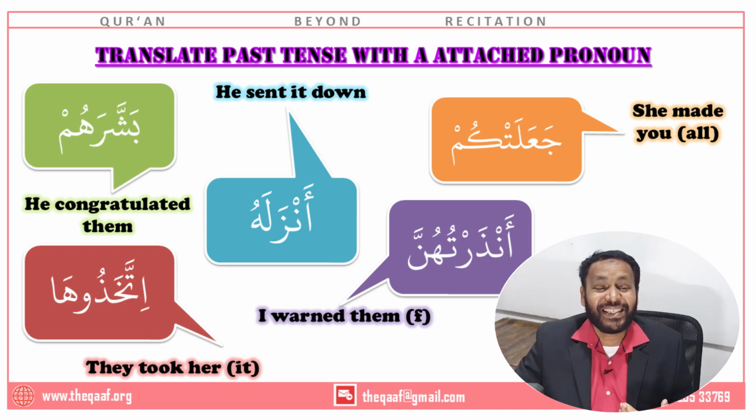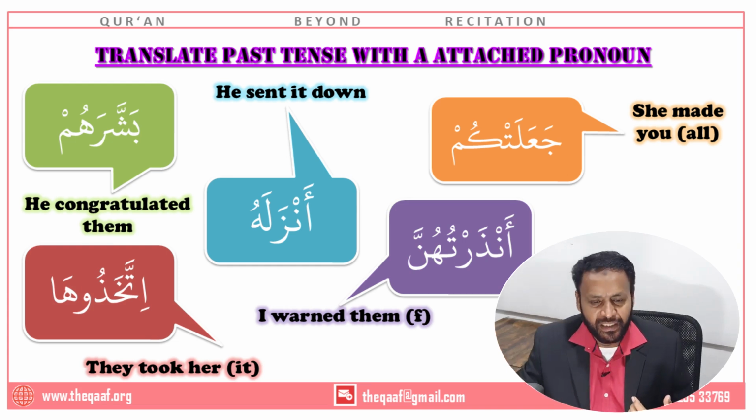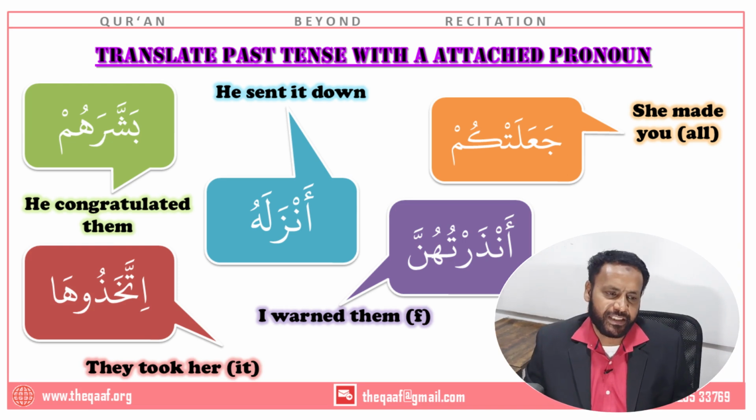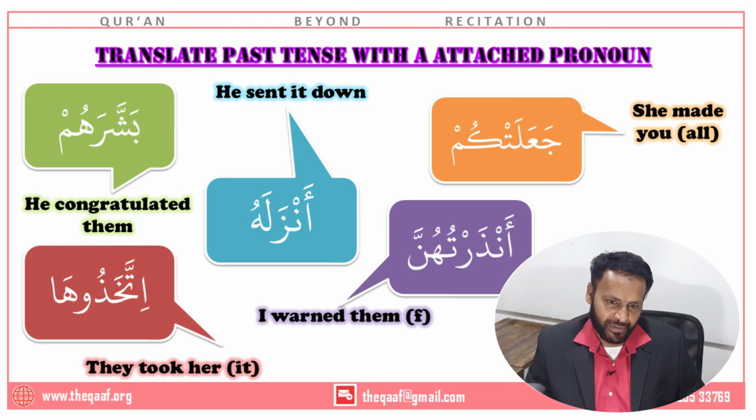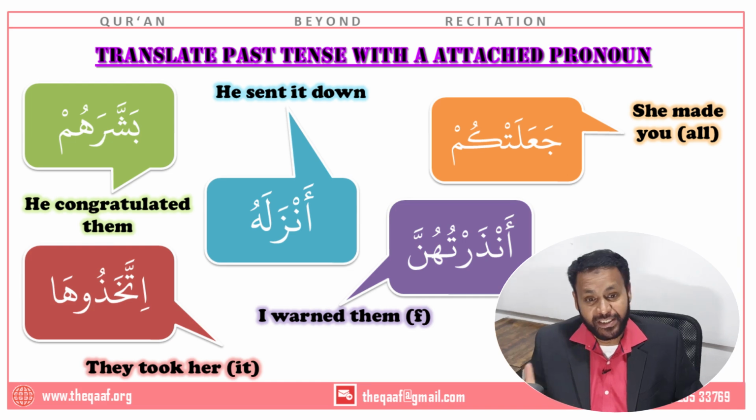He sent down it will become he sent it down in proper English. So the translation is he sent it down. Inna anzalnahu, he sent it down, Qur'anan Arabiyyan, as an Arabic Qur'an. If you see the ayah, that's how it translates. You got it? Those are the steps you follow for all the verbs when you have an attached pronoun. Otherwise, you are going to mess up the inside pronoun with the outside pronoun.